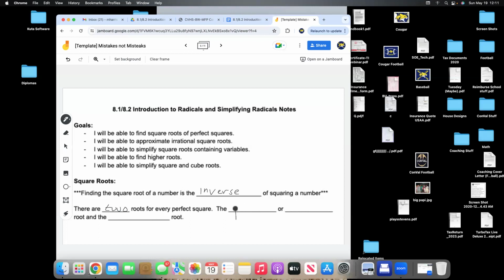The principal or positive root and the negative root. And you'll see what I mean by that when we get into our examples. All right. So remember, when you take a square root, there's always two roots. There's the positive and the negative.